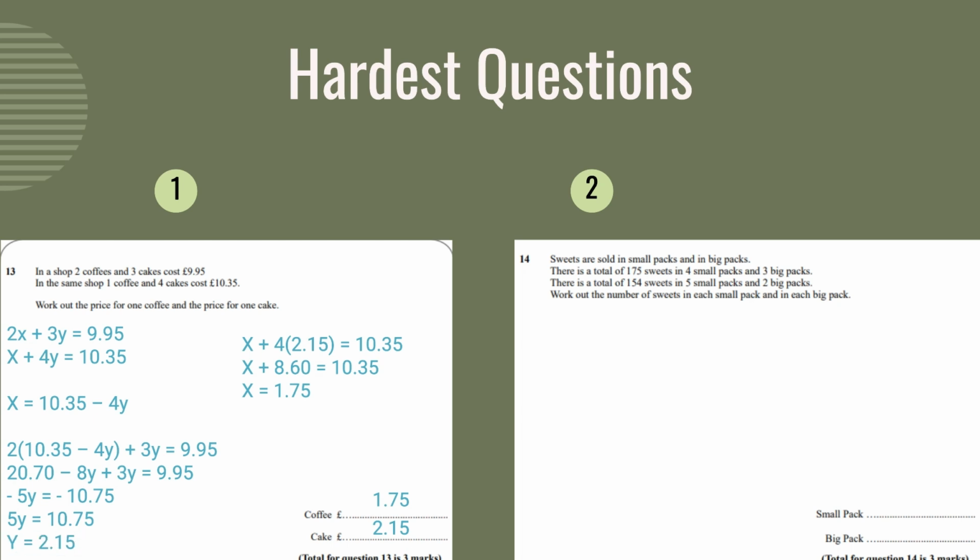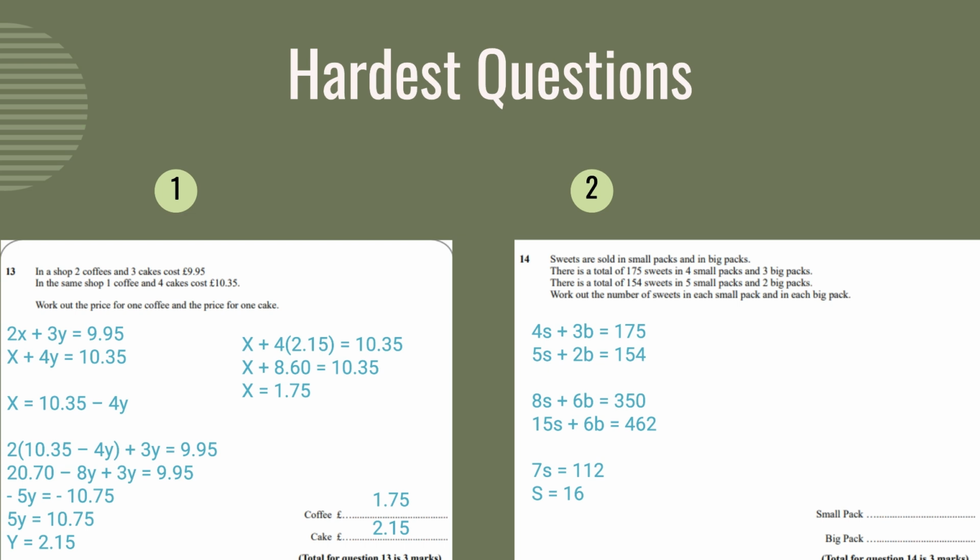Now with our second question, sweets are sold in small packs and big packs. There is a total of 175 sweets in 4 small packs and 3 big packs. There is a total of 154 sweets in 5 small packs and 2 big packs. Work out the number of sweets in each small pack and in each big pack. So, here I've used S and B for small and big. So we do 4S plus 3B equals 175 and 5S plus 2B equals 154.